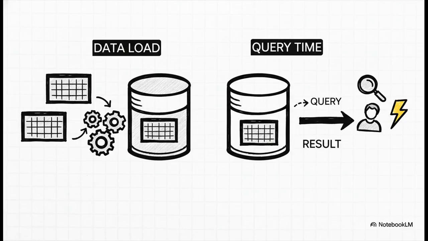Think of it like doing your homework before the test. Instead of making the database join huge tables every single time you ask a question, Vertica does the join once when the data is first loaded. That means when you finally run your query, the answer is already sitting there waiting for you.